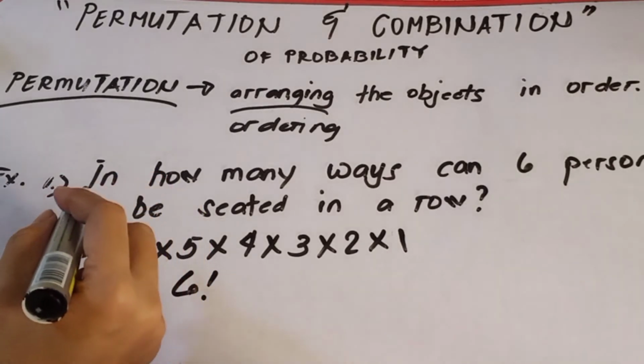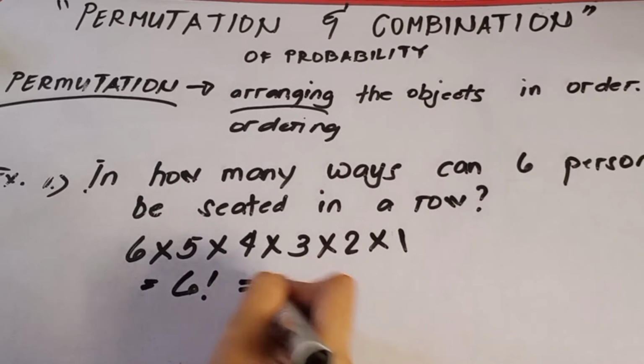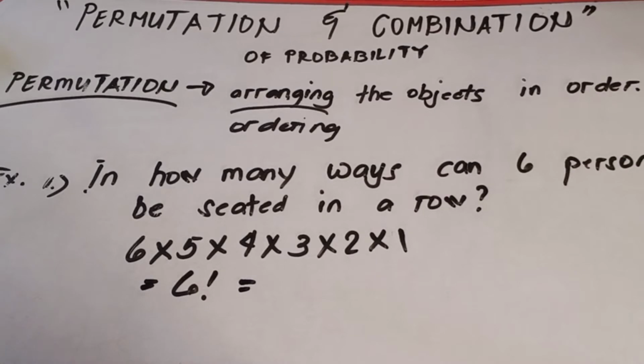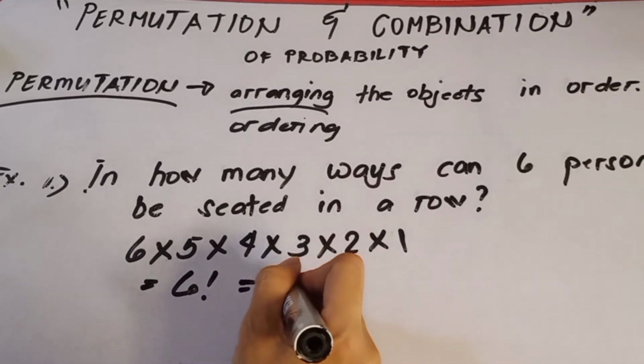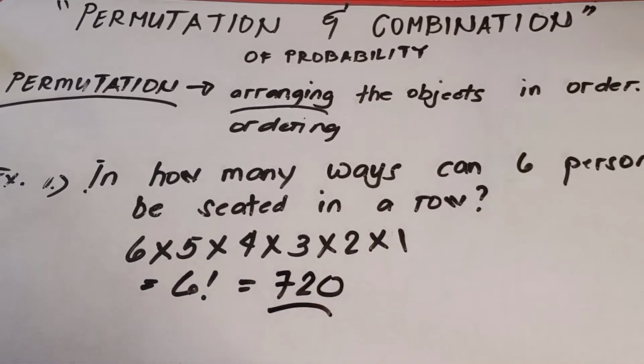So, in how many ways can 6 persons be seated in a row? When we multiply that, or when we take 6 factorial, that is equal to 720. So, in other words, there are 720 ways that 6 persons can be seated in a row.